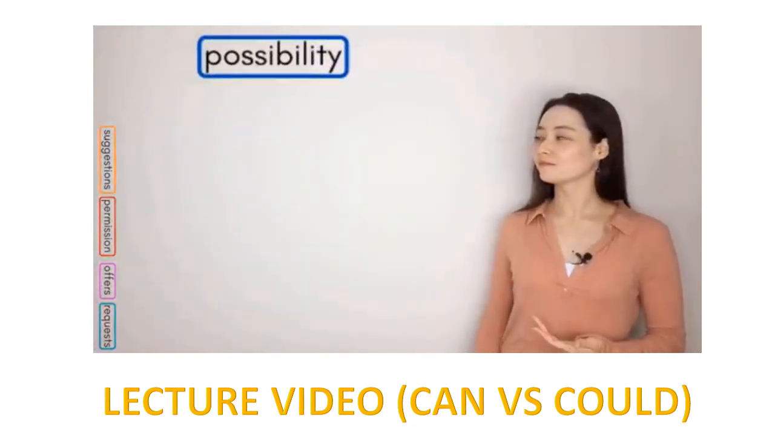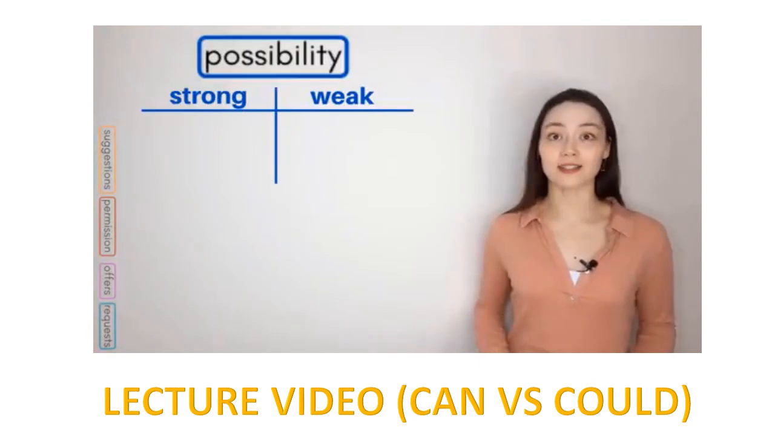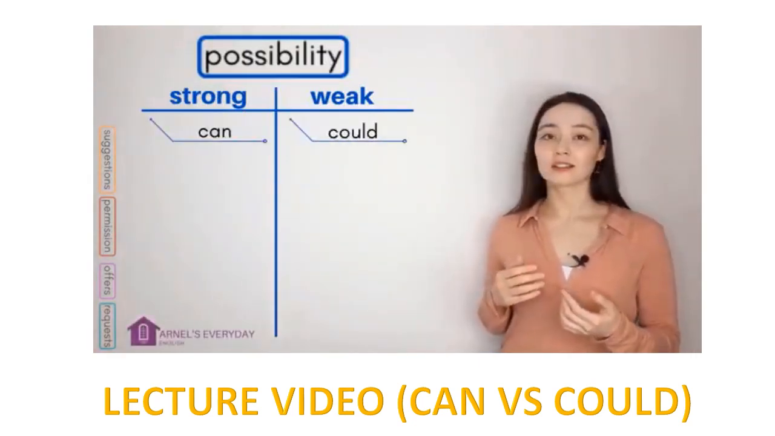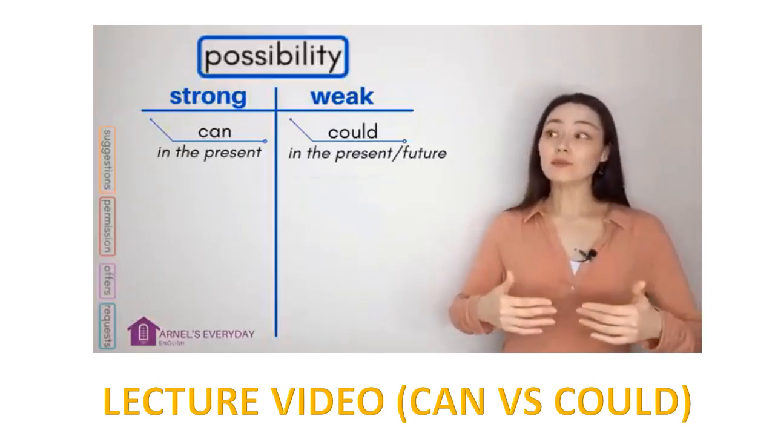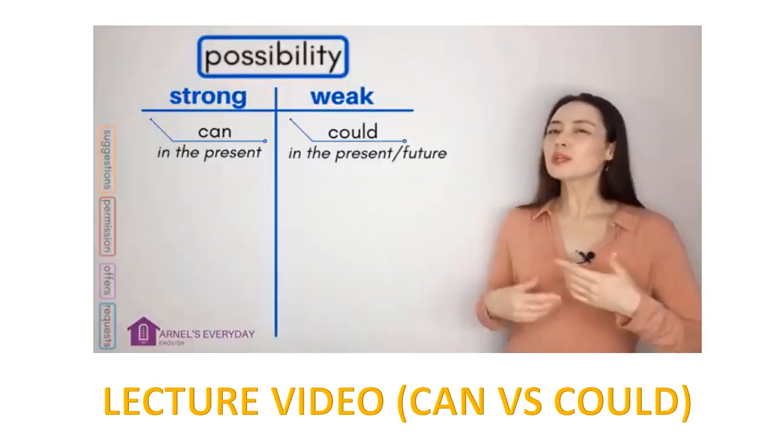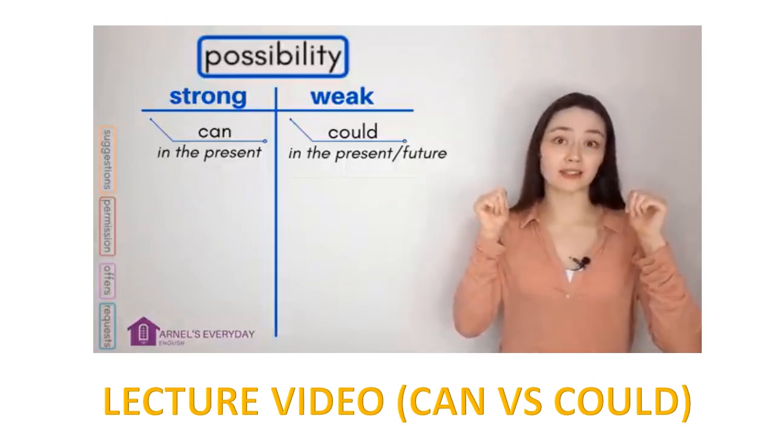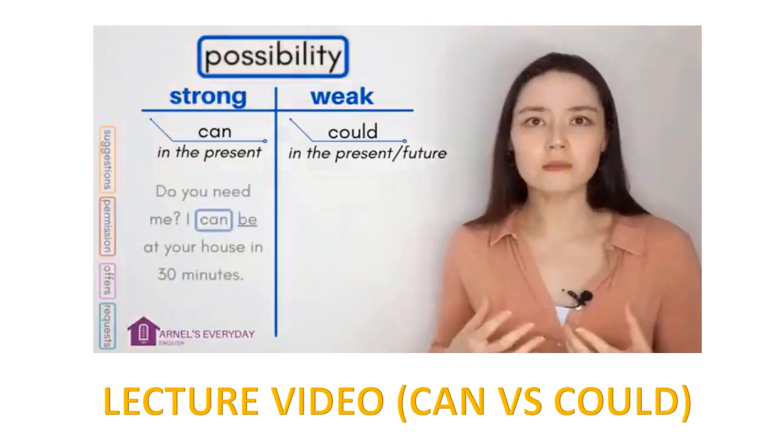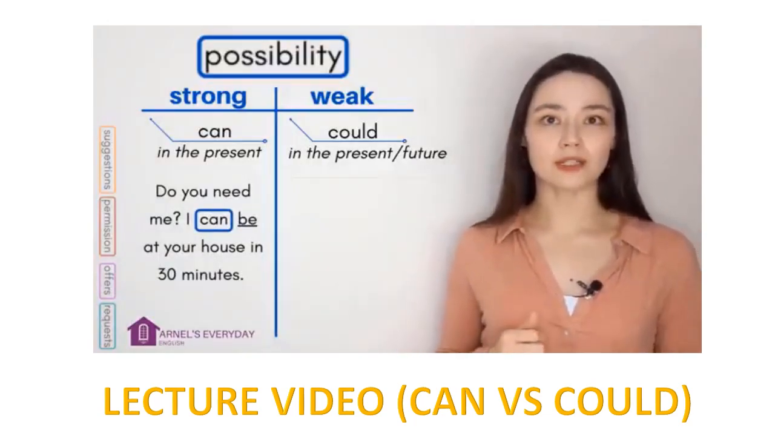Possibility. Stronger possibility, weaker possibility. Can, could. Both of them refer to the present. If we want to speak about the future, we normally use could. So in this case, could is not about the past. Do you need me? I can be at your house in 30 minutes. Strong possibility.